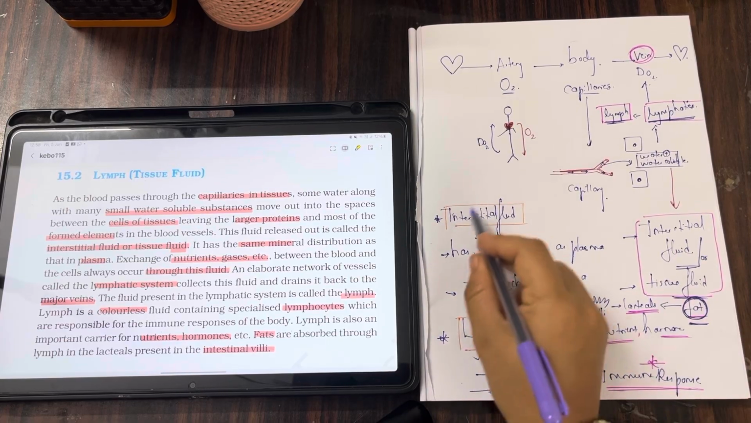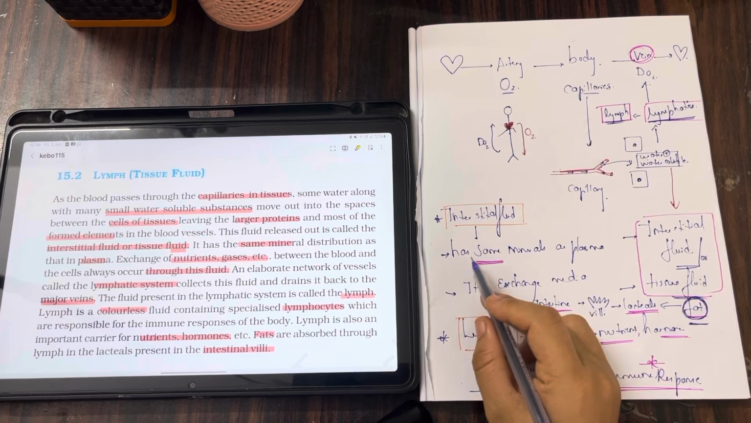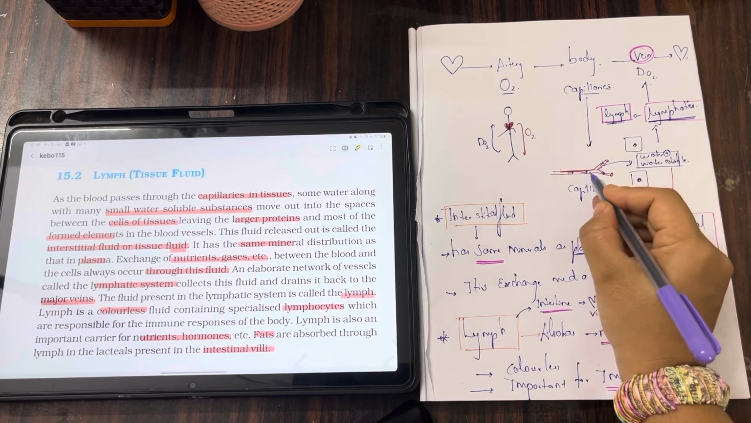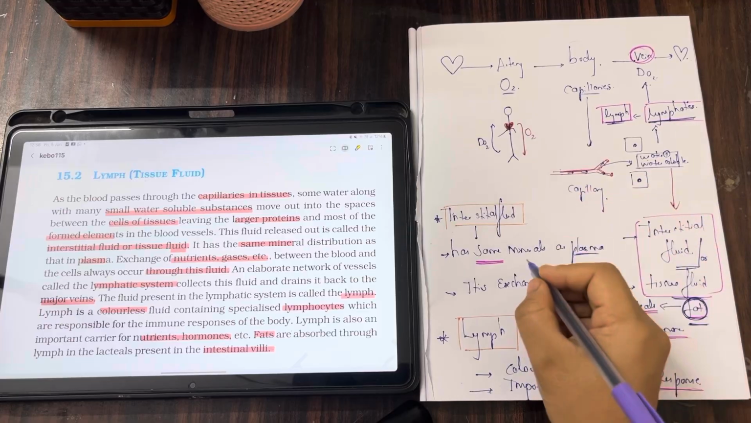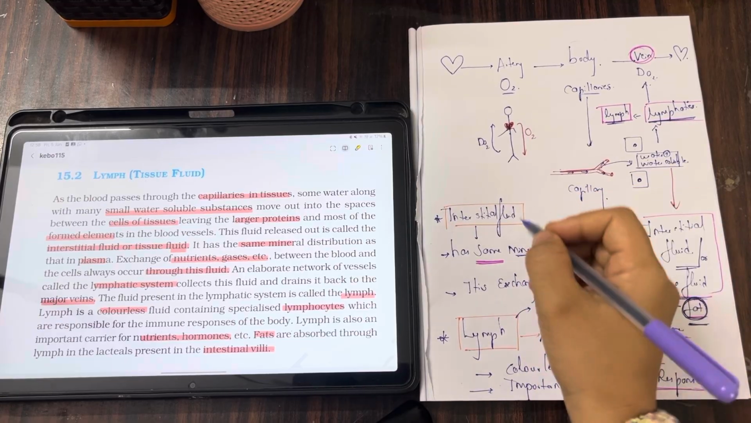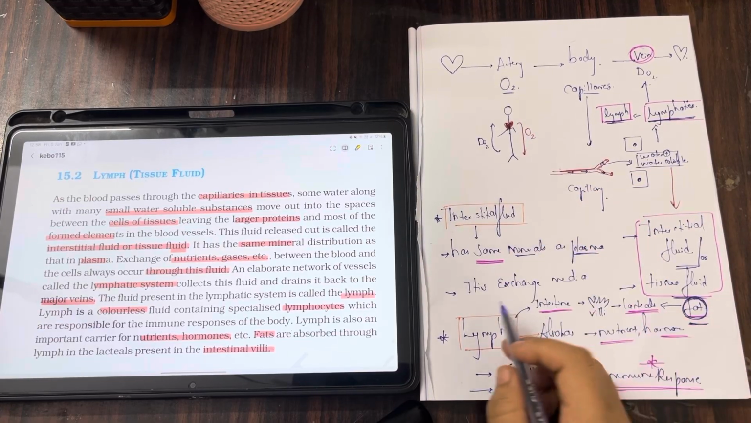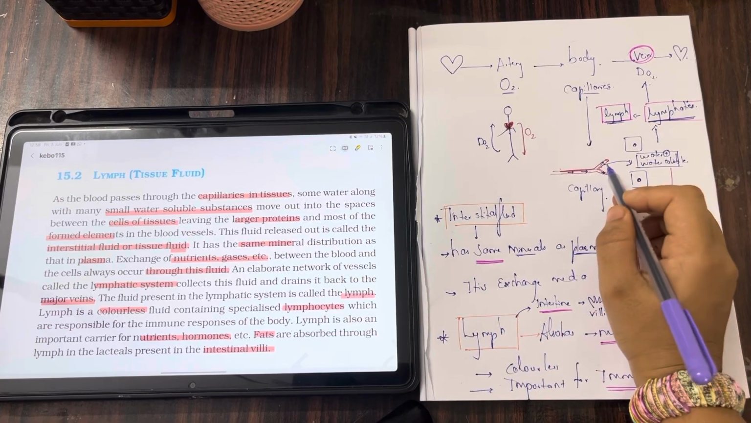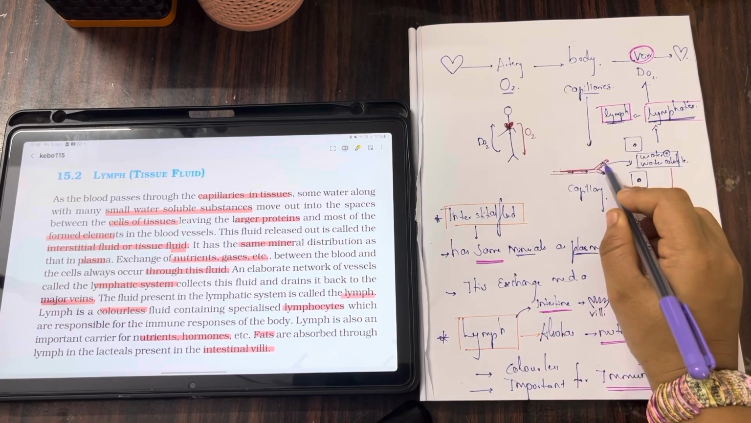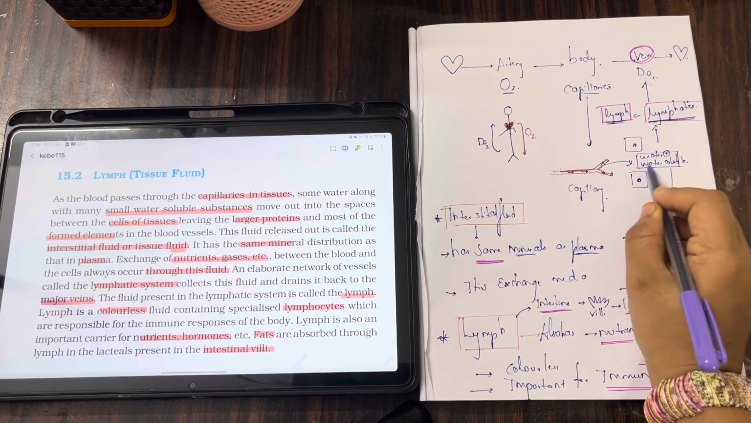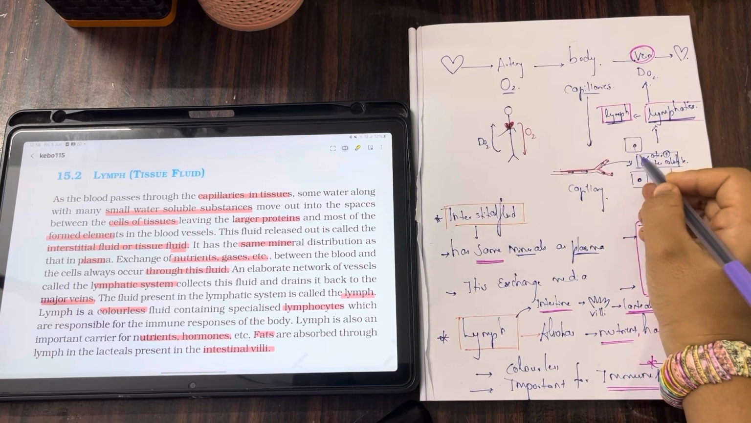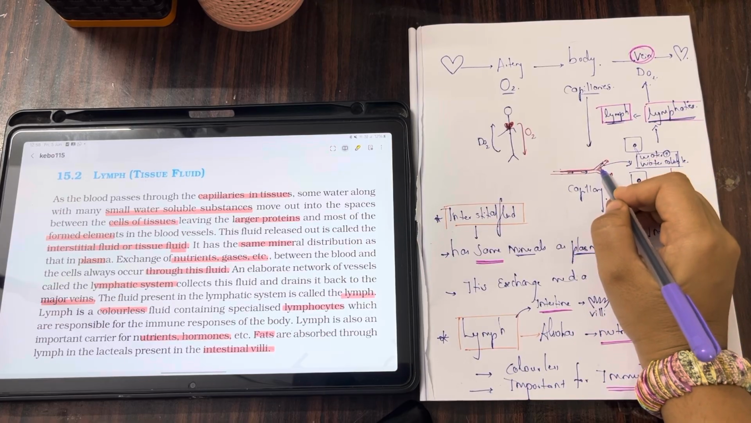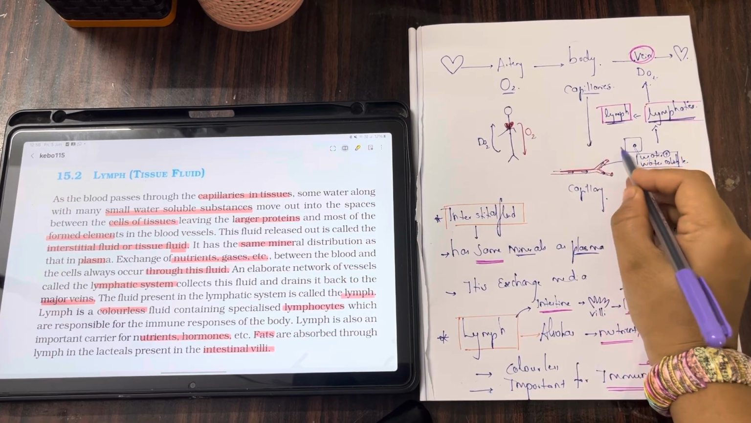This interstitial fluid has the same minerals as that of plasma. Whatever the plasma in the blood contains, the same minerals are present in this interstitial fluid. It is an exchange media. Whatever the blood contains, nutrients and oxygen, first it will be transferred to this space and from this space enters the cell. So it is a transport media present in between the capillaries and the cells.